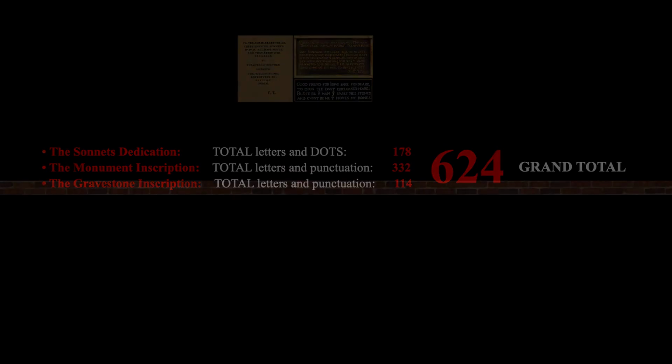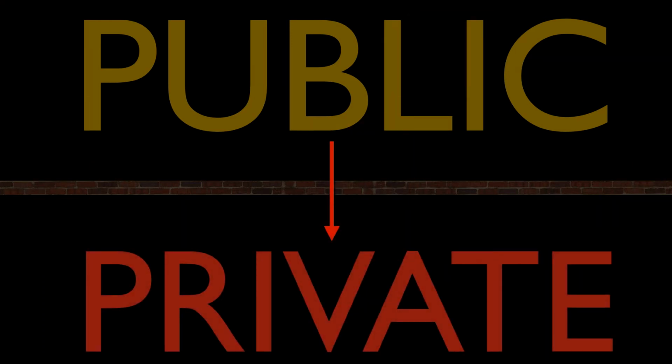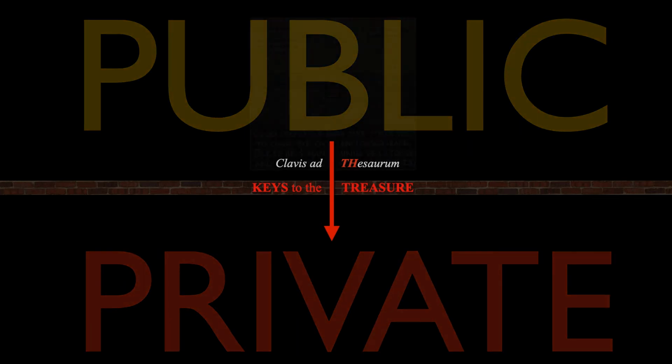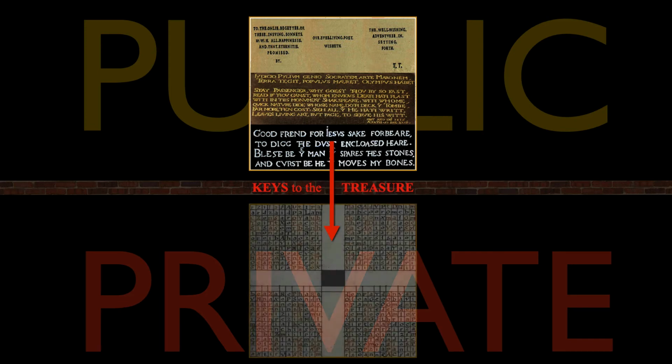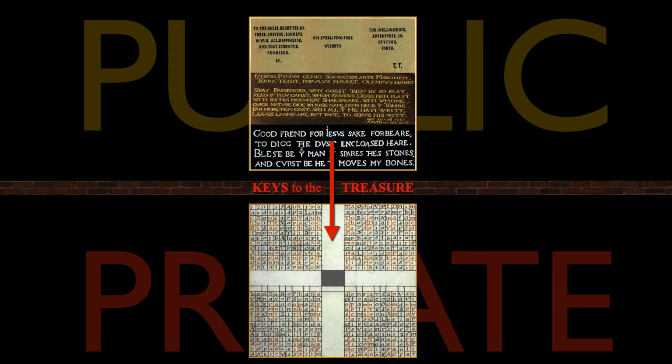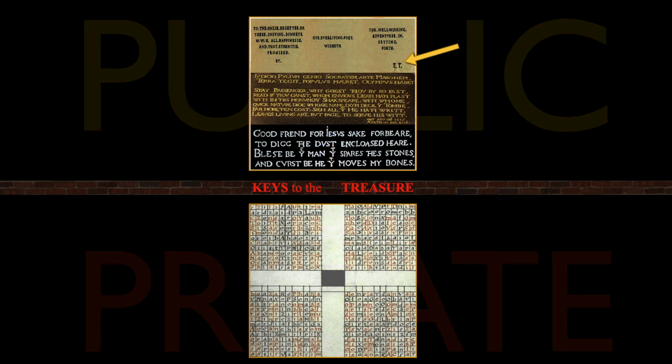I think a fairly obvious invitation to put these together. The public key and the private key is how cryptography works. The public key is what we're looking for, and we've already been shown it. Clavis ad thesaurem, the TH, keys to the treasure. So here's what we've just seen, the sonnet's dedication, monument, gravestone. That must obviously be put into the 624 characters of the Enochian tables, and that's all you do. You just need to know the key.